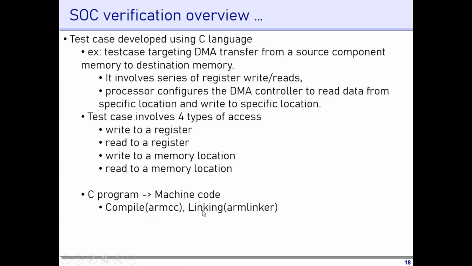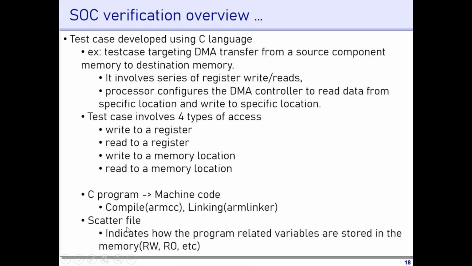through the process of compile, linking, and assembly. Compilation will be done through ARM CC, and linking will be done through the ARM linker. There will be something called a scatter file, which indicates how the generated code and the variables related to my program will be stored into the memory. When I'm storing all the information into the DDR, at what part of the memory read-write variables will be stored, at what part read-only variables will be stored, and where the executable code will be loaded, all that will be indicated through the scatter file.